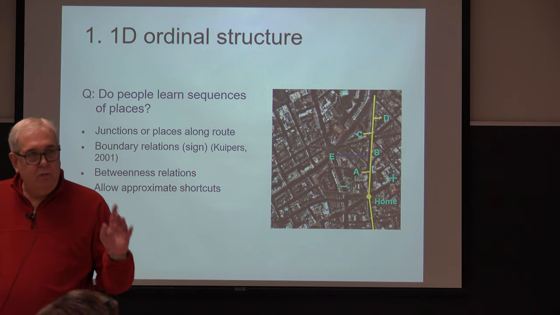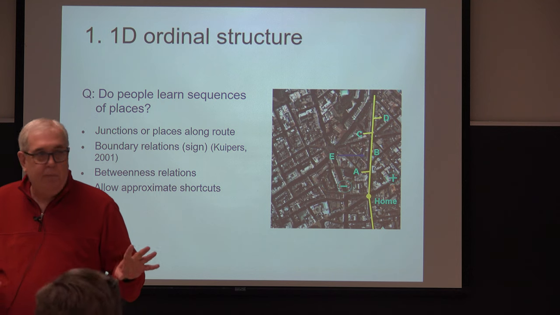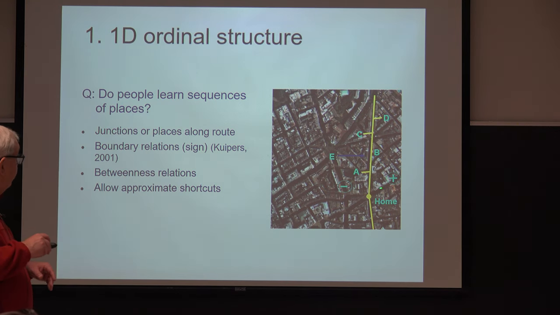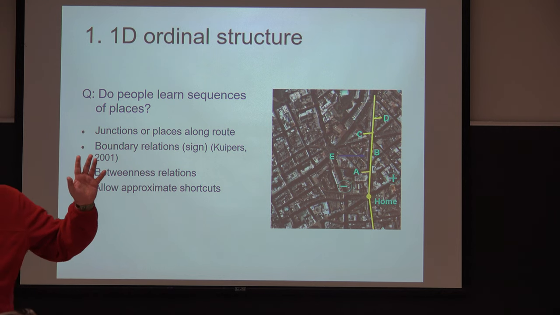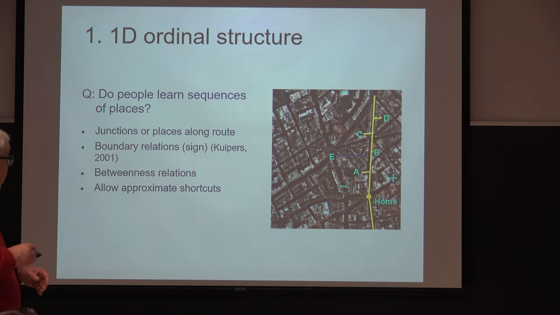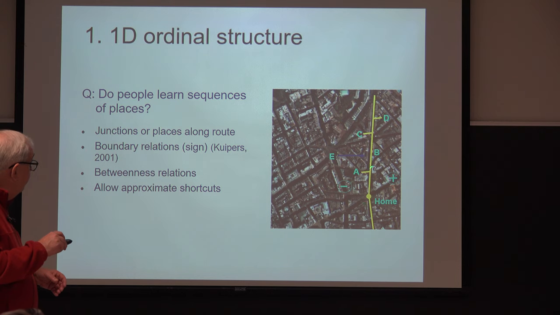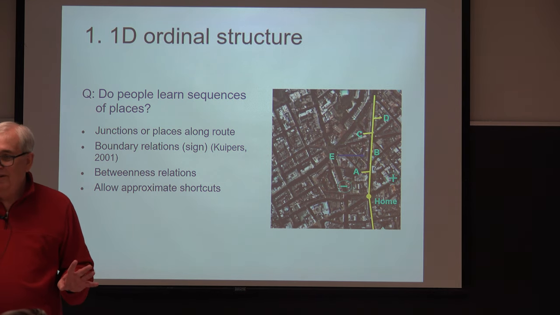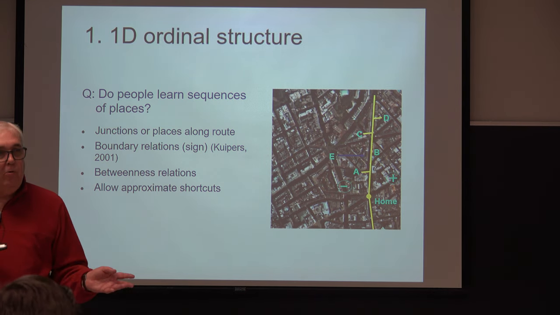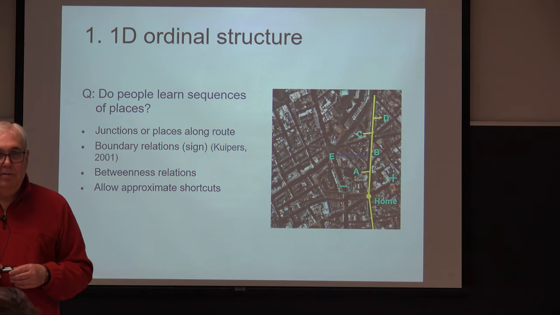So let's see if any of you can really nail this down. Consider two hypotheses. One is that you've got a Euclidean representation of this space. So I know all these distances and I know all these angles. And the other hypothesis is all I know is the ordinal relationship. I know that B comes after A, C comes after B, and D comes after C. So how might you test whether observers are using ordinal knowledge or metric knowledge? Any guesses about this?